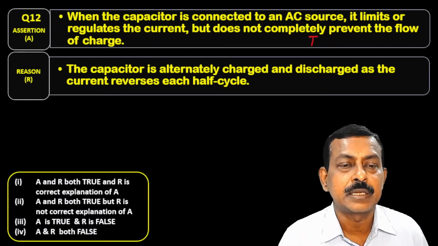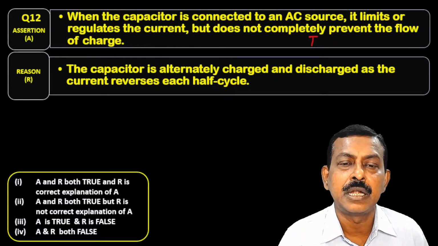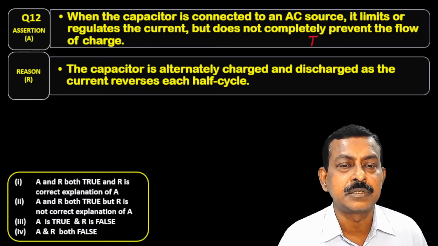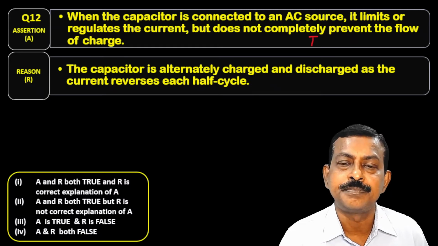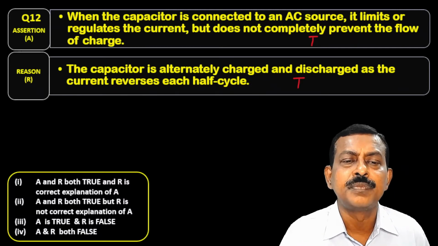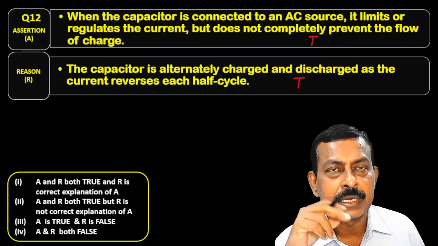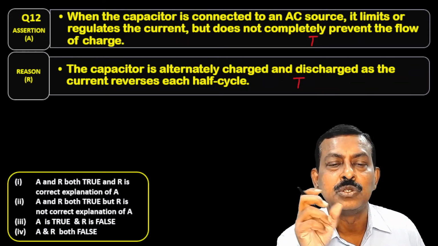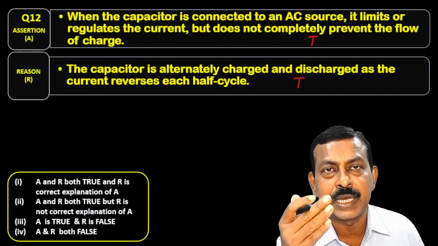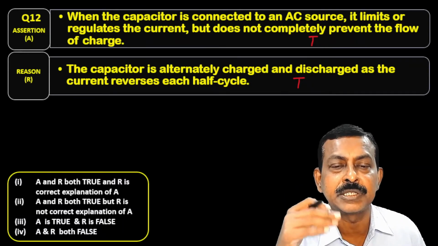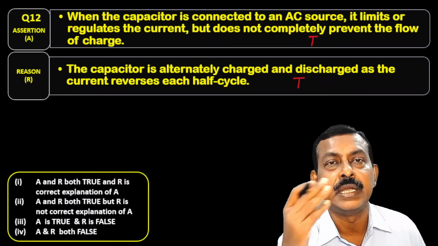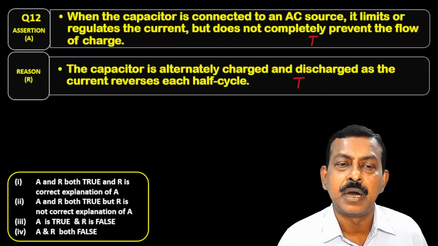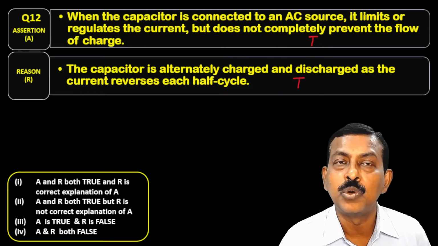And if you take the reason part, that the capacitor is alternately charged and discharged as the current reverses each half cycle. So this is also true. If you take alternating current, it will be changing its magnitude and direction periodically with time. So for half of the cycle, it is going in one direction. For next half, it is flowing in another direction. So in one half, suppose it is charging it, in next half, the discharging will take place there. Here, assertion and reason both are true.